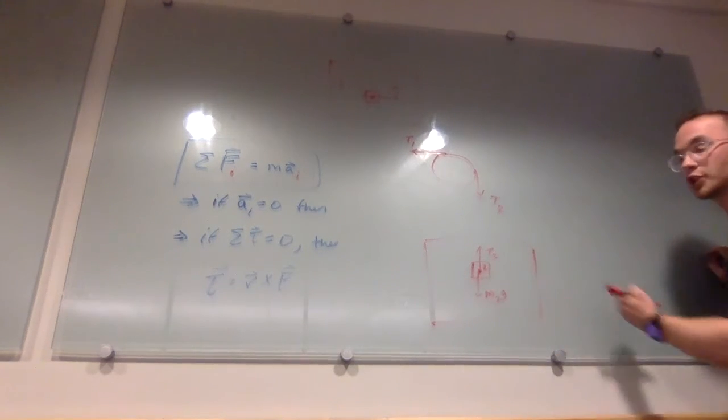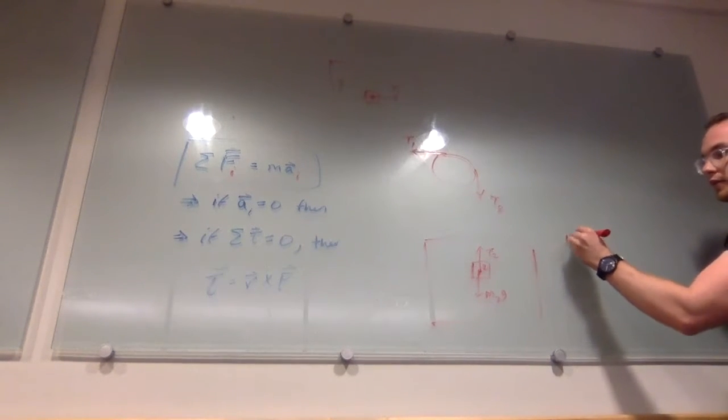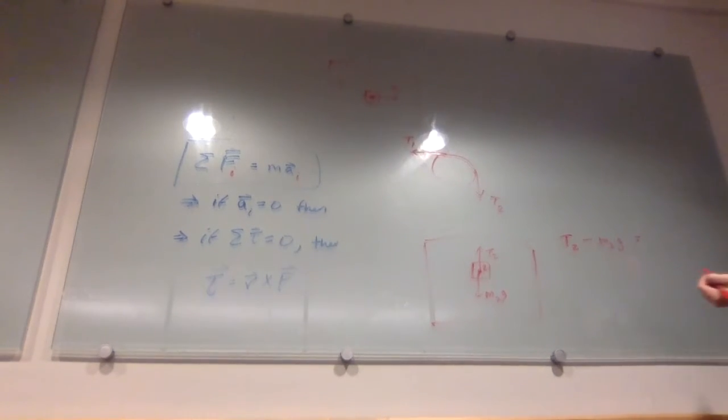That means that if this object is accelerating, the sum of the forces is T2 minus M2G. That must equal M2A, because that's units, right?